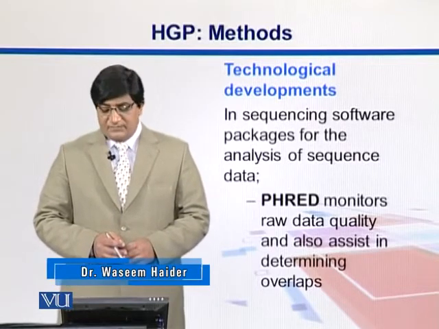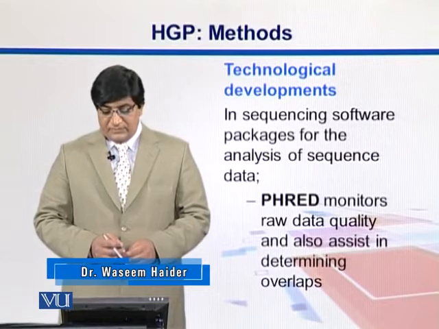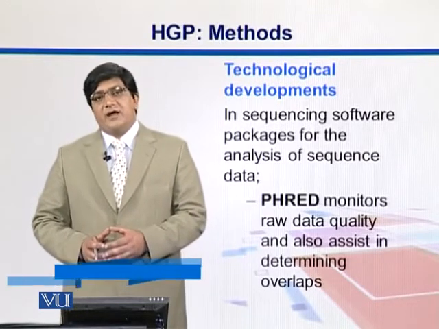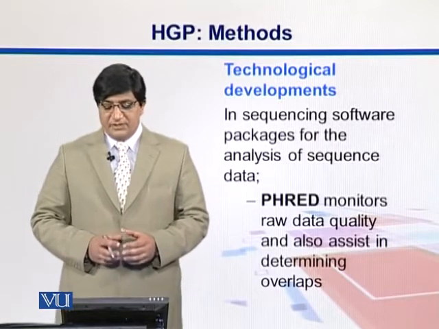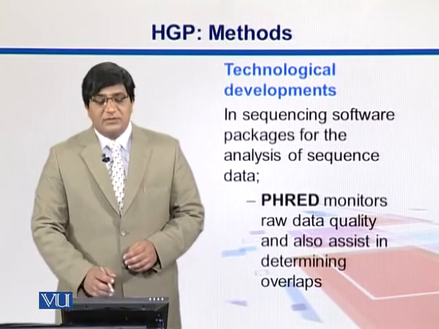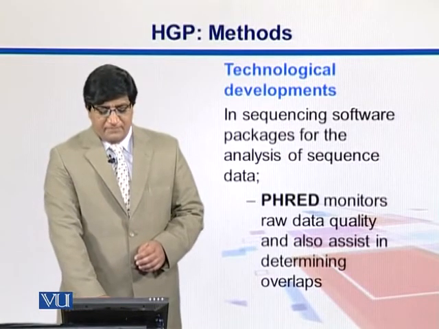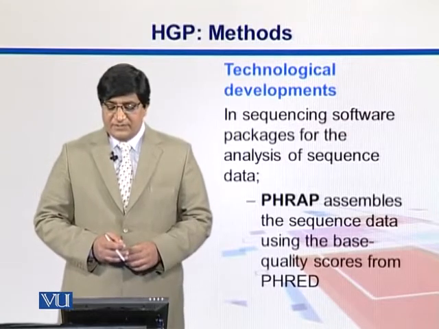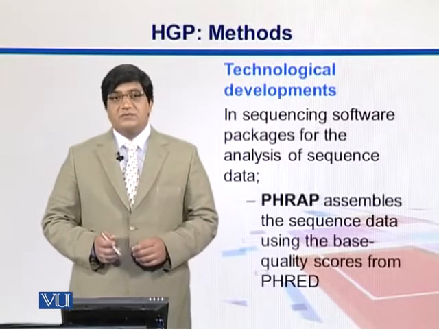For the analysis of the sequencing data, there was different software. So the most famous amongst them were FRED and FRAP. So they were used. FRED actually monitors raw data quality, and it also helps in assembly. And FRAP actually assembles the sequence data using the base quality scores from FRED.